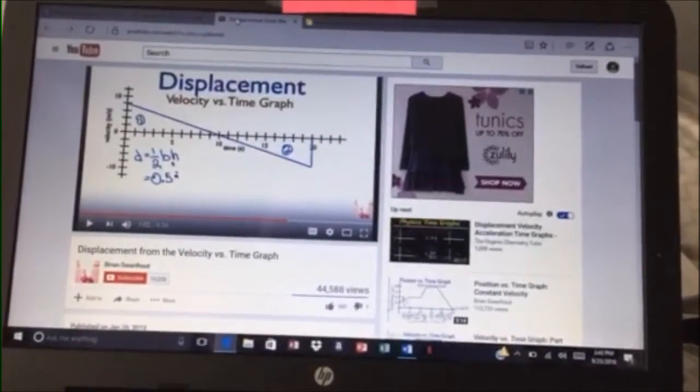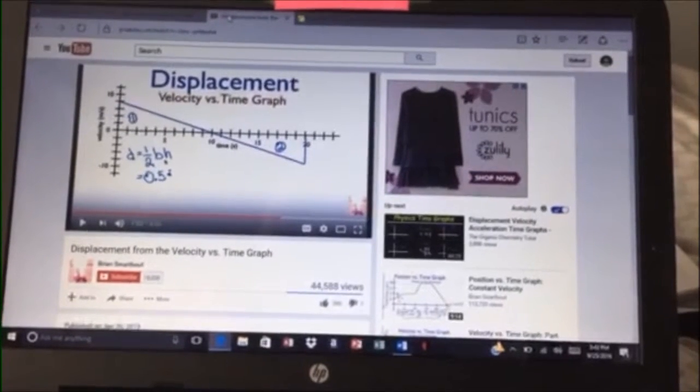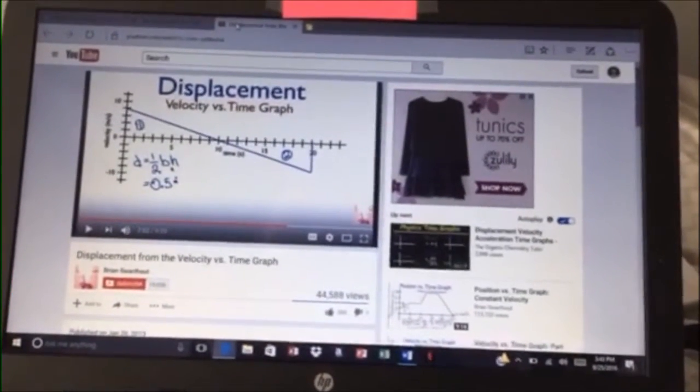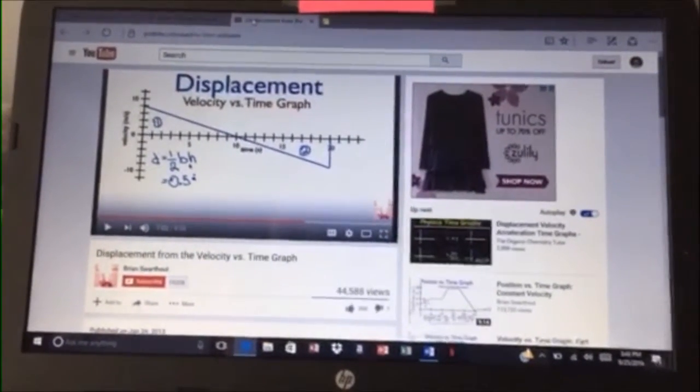The first resource I have is from YouTube. Brian talks about how to find the displacement for a velocity versus time graph. He also talks about how it is possible to have a displacement of 0 and what that would look like on a graph.